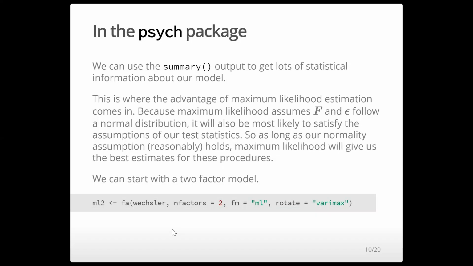We can use the summary output to get lots of information about our model after we fit a factor model. This is also where the advantage of maximum likelihood comes in, because maximum likelihood imposes these normality assumptions on the factor loading, on the specific factors and the common factors, F and epsilon. So the results are more likely to follow a normal distribution and satisfy the assumptions of a lot of these statistics, like the chi-square statistic and the BIC. As long as we can assume that our data is normally distributed, maximum likelihood is going to produce a little bit more reliable diagnostic information than the minimum residual or definitely the principal factor solution.